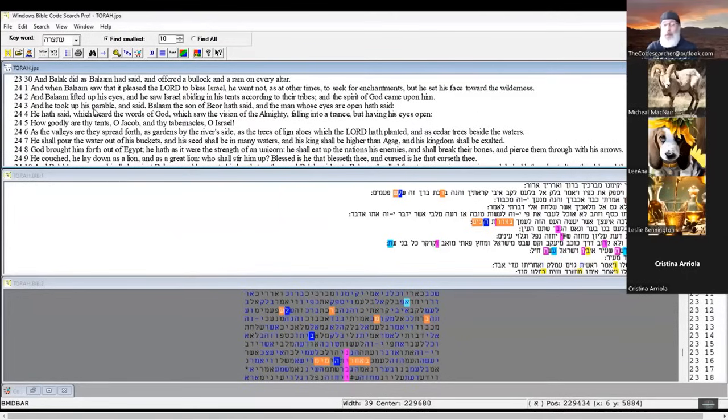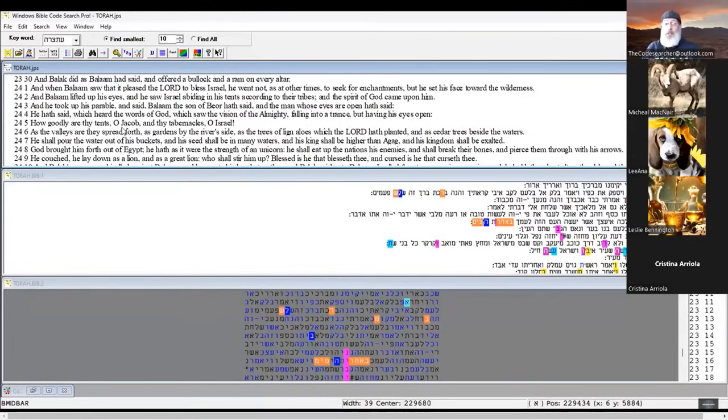And he took up this parable, and he said, Balaam, son of Beor, had said, and the man whose eyes are open had said, now he's seeing into the future. He had said, which heard the words of Elohim, and which saw the vision of the Almighty. So he is seeing, he's not asleep. He's gone into a trance, and the Spirit has come on him, and he's going to see something in the future, right? Which saw the vision of the Almighty, falling into a trance, but having his eyes open.